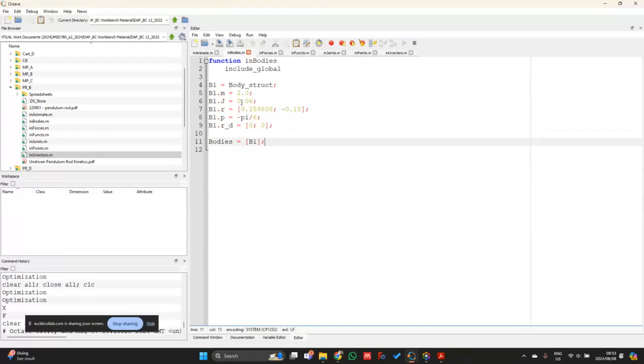Once we've done all of that for our bodies, then we just need to create this list over here where we combine all of the bodies. So this would be B1 in our case. If we had a body 2, then we would just separate them with a semicolon. So then it would be something like semicolon body 2 and so forth for all of the bodies.